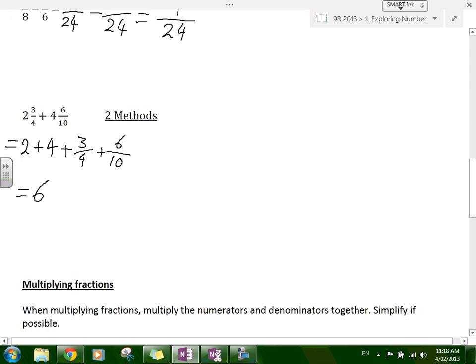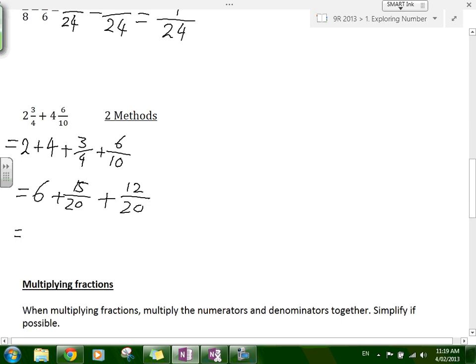So 4 goes into 20 and 10 goes into 20. So we have to change this. How many times does 4 go into 20? 5 times. So this is going to be 15 over 20. Converting fractions and equivalent fractions, you have to start getting much more fluent at. You need to practice them and move a bit quicker. Just knowing that 3 over 4 is 15 over 20, you can convert that very quickly. And then 6 over 10 is 12 over 20.